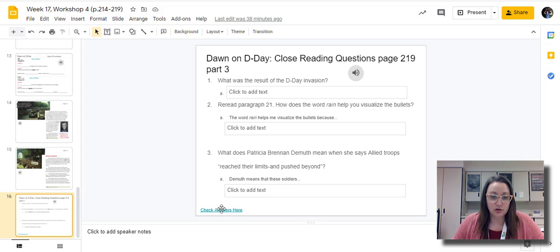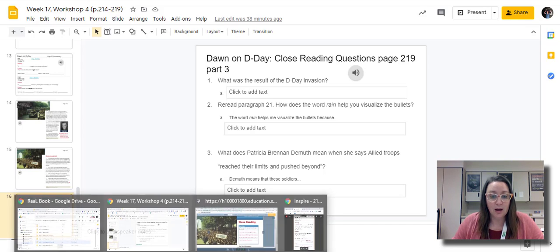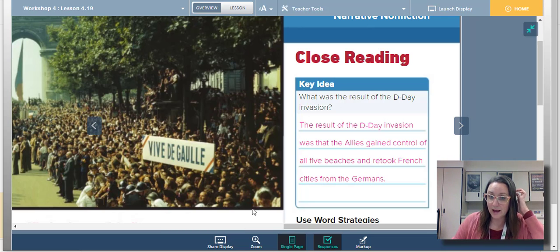To check your answers, you can click the blue Check Answers box here. I'm going to go ahead and look at the real page. This is page 219 in your real book. Same question, what was the result of the D-Day? The sample answer is the result of the D-Day invasion was that the Allies gained control of all 5 beaches and retook French cities from the Germans. If your answer is very different from that, you might want to change it. If your answer is similar, there's no need to change it.